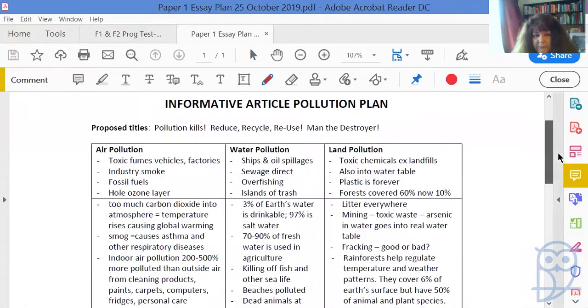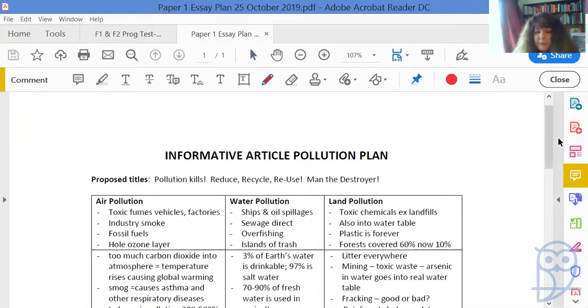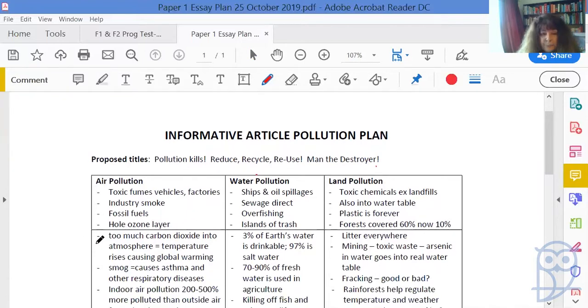Yes, we can. Right, we were supposed to be looking at things like air pollution, water pollution, and maybe land pollution. So you try and jot down all the facts you can think of that you've read, that you know about. So air pollution: maybe toxic fumes from vehicles, factories, industrial smoke, fossil fuels, hole in the ozone layer. So that's some notes on your air pollution.